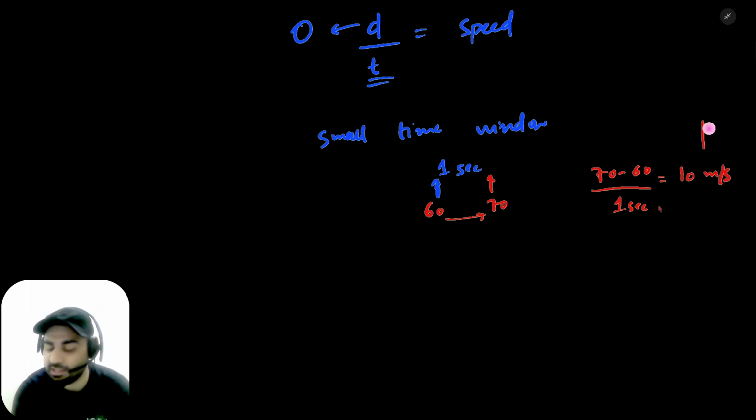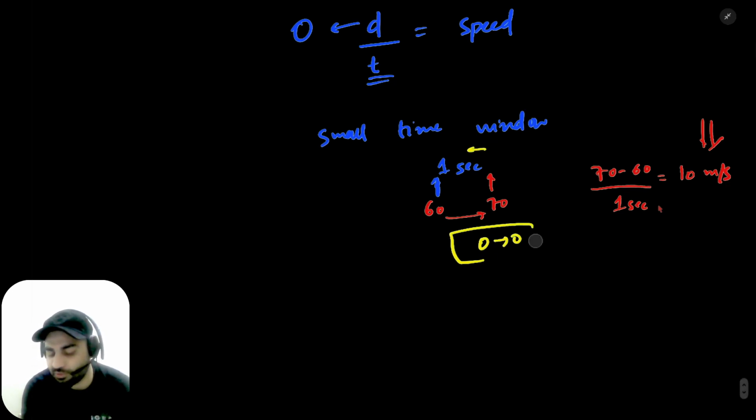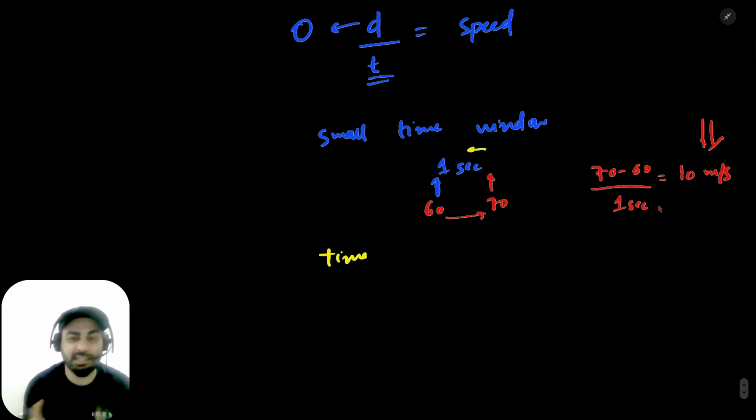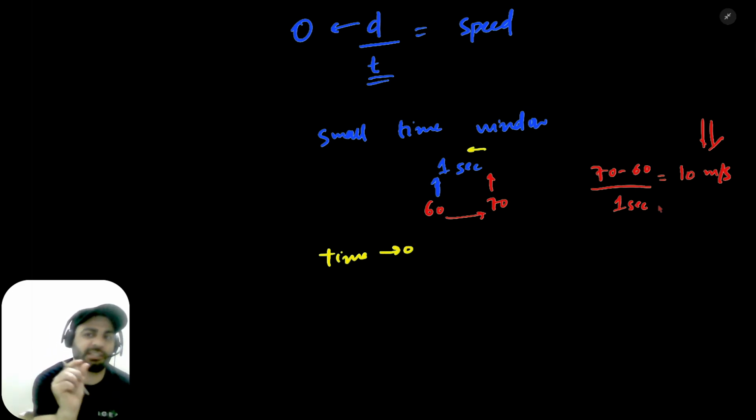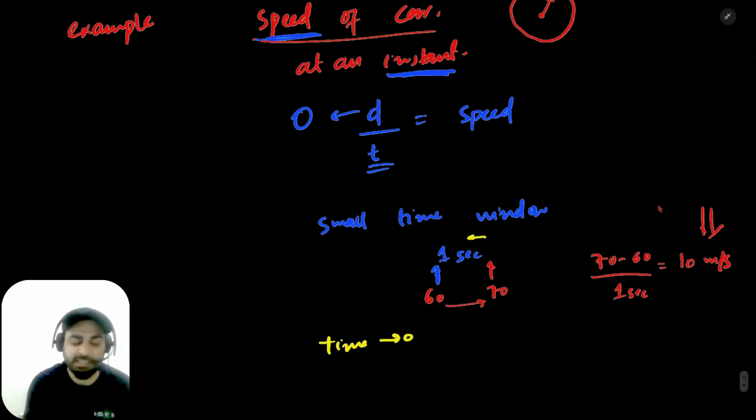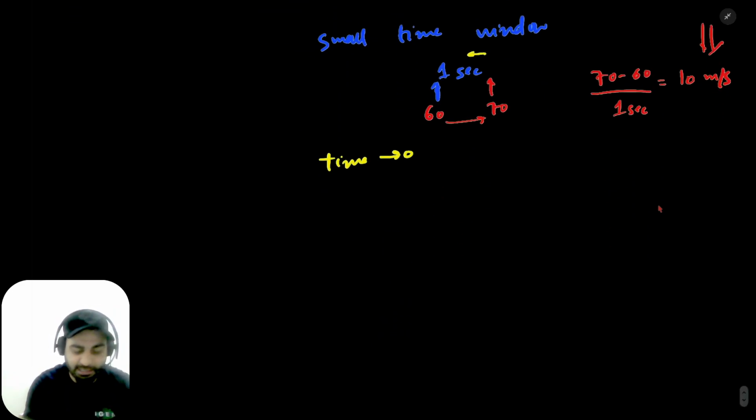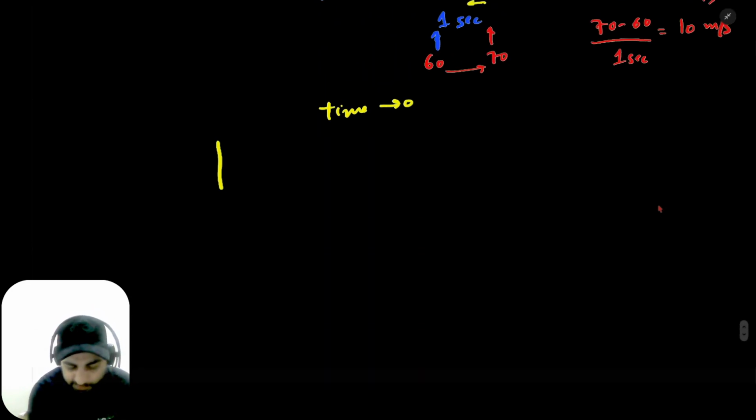But this is not instantaneous. You see the change is happening over 1 second. So what if we decrease this time so that it tends to zero? This time is not exactly zero, but it tends to zero. At that time we'll capture the change in distance, and that we'll call the instantaneous speed. And if I make a graph like this, a graph of distance traveled, let's suppose, let me make a better graph.